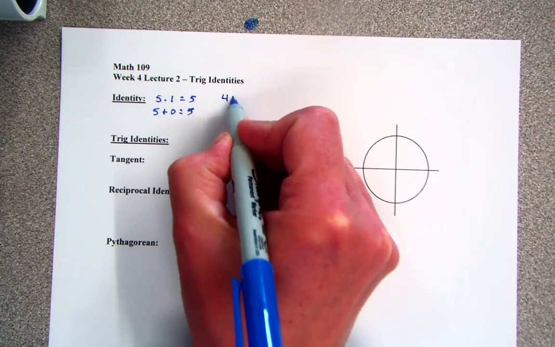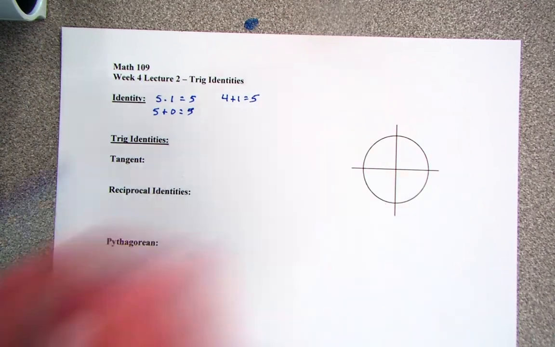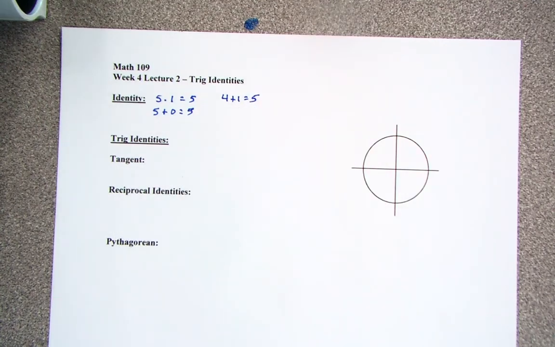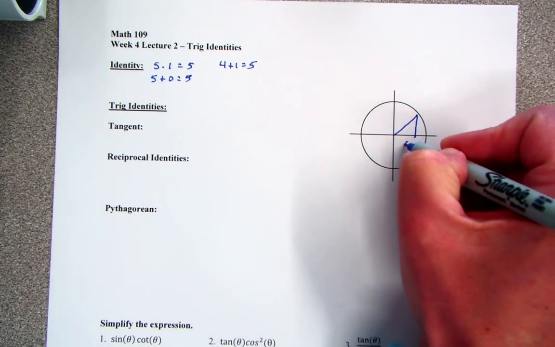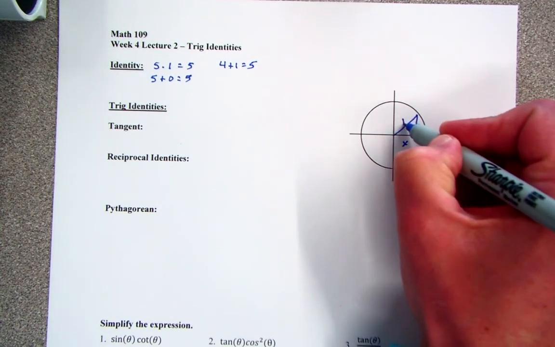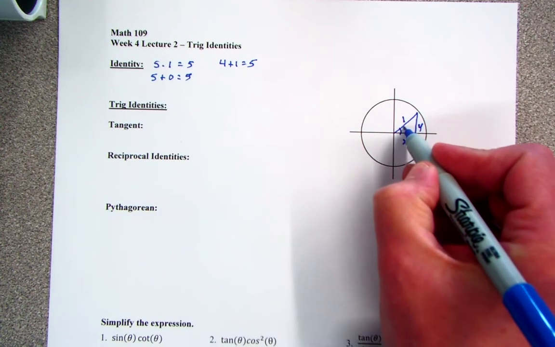So if I had 4 plus 1, that would be equal to 5. So we're just rewriting it in a different form. So we're going to look at identities in trig form. So we're going to go back to this triangle here. And this is my angle theta.